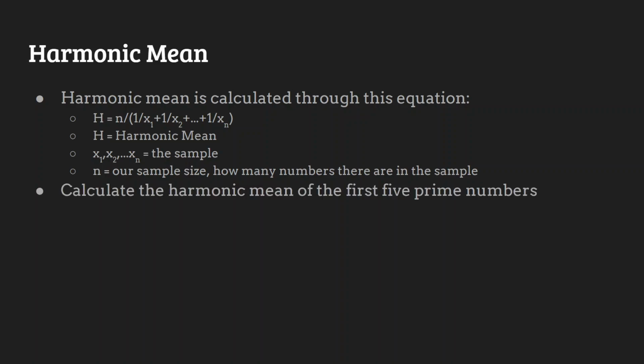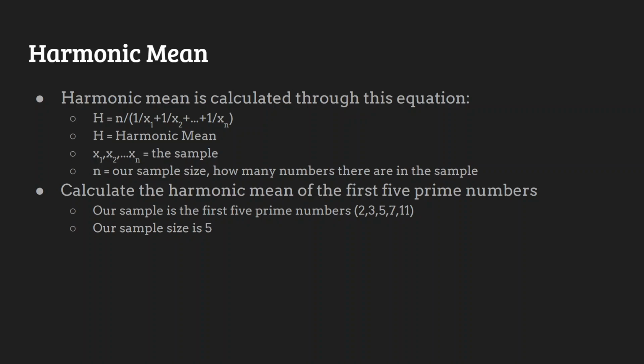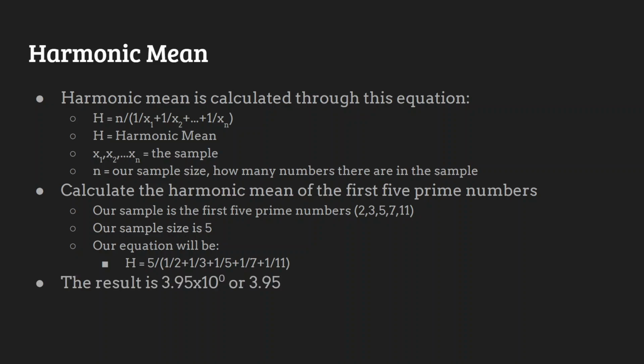So we're going to calculate the harmonic mean of the first 5 prime numbers. Our sample is the first 5 prime numbers, 2, 3, 5, 7, and 11. Our sample size is 5. Our equation will be H equals 5 over 1/2 plus 1/3 plus 1/5 plus 1/7 plus 1/11. Then our result is 3.95 times 10 to the 0, or 3.95.